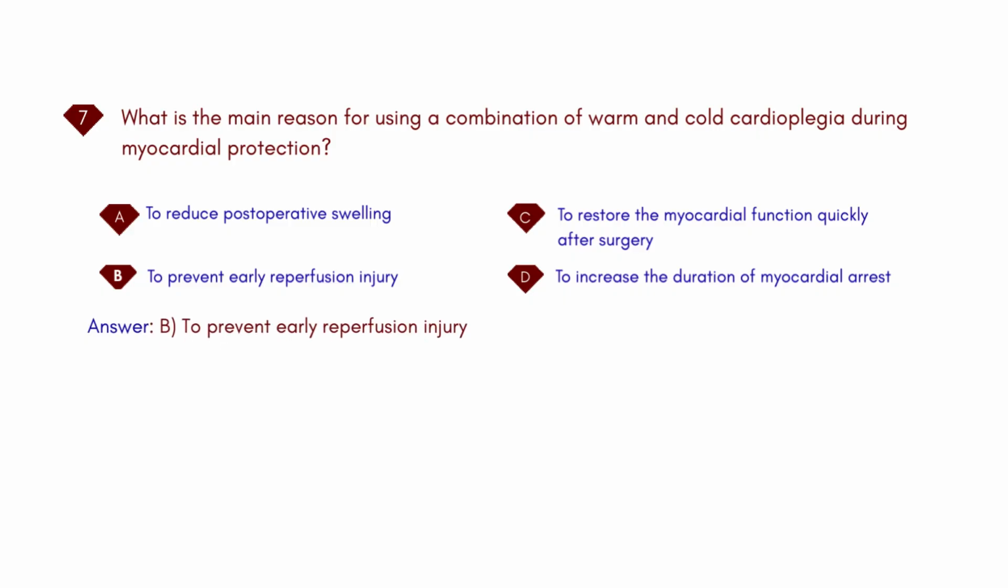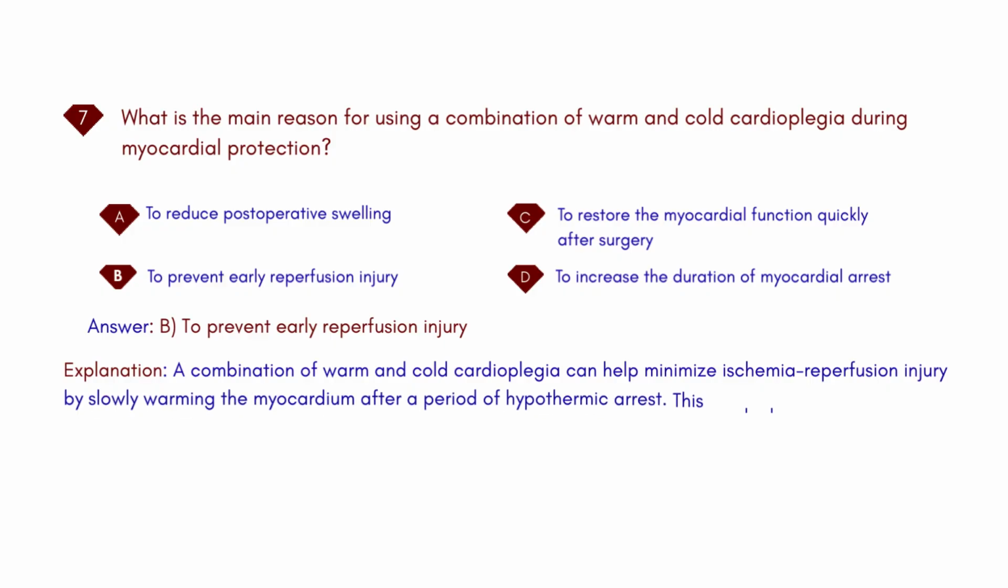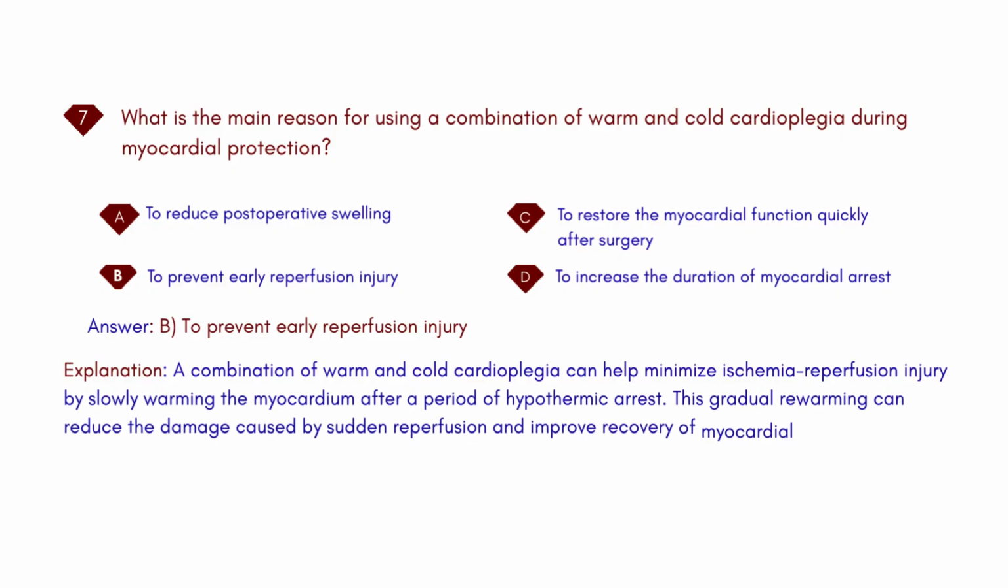Answer: B. To prevent early reperfusion injury. Explanation: a combination of warm and cold cardioplegia can help minimize ischemia reperfusion injury by slowly warming the myocardium after a period of hypothermic arrest. This gradual rewarming can reduce the damage caused by sudden reperfusion and improve recovery of myocardial function.